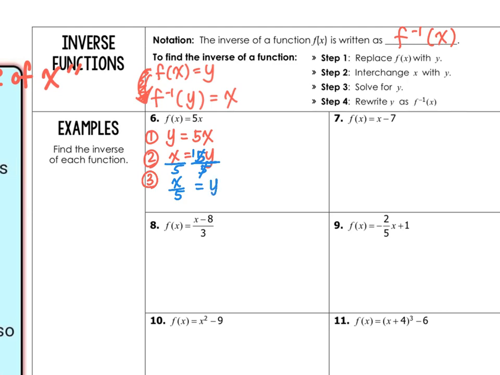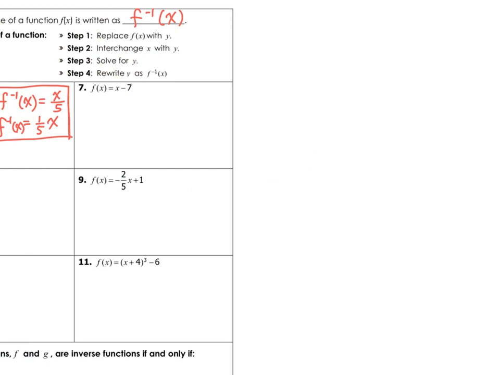Alright? After we solve it, what is the last step? We're going to replace y with the inverse notation, f inverse of x equal x over 5. Or that is the same as 1 over 5 times x. Either way, it will be the right answer.